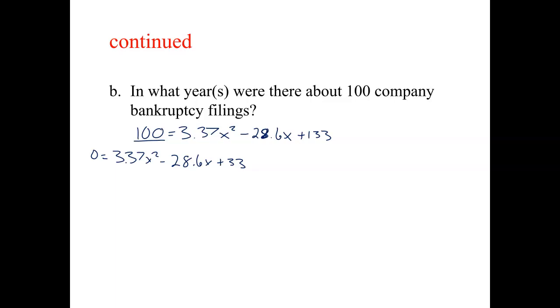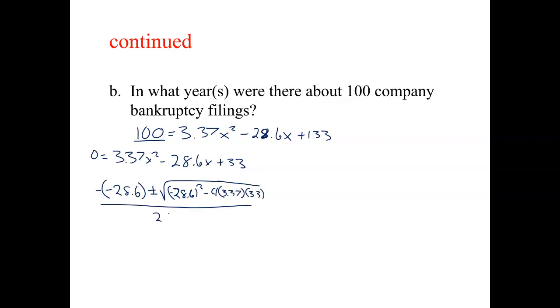If I've got decimals, what's going to be the most logical method to solve? Do I want to try and factor that? No. Do you want to try and complete the square? No. What are we going to use? Quadratic formula. Okay. Negative b plus or minus the square root of b squared minus 4 times a times c, over 2a.